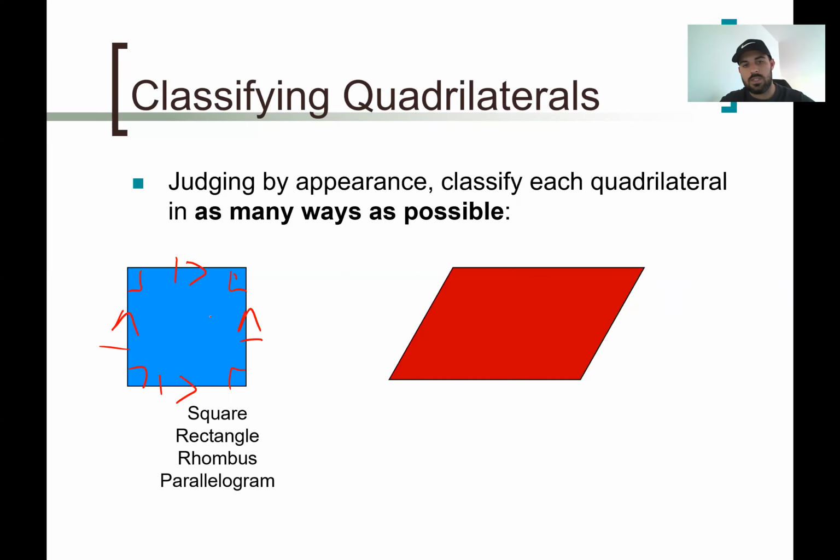Square, because it matches everything. It's a parallelogram, it has 4 90-degree angles, and it has 4 congruent sides. All right, now let's look at the one on the right. So now, how can I classify this?